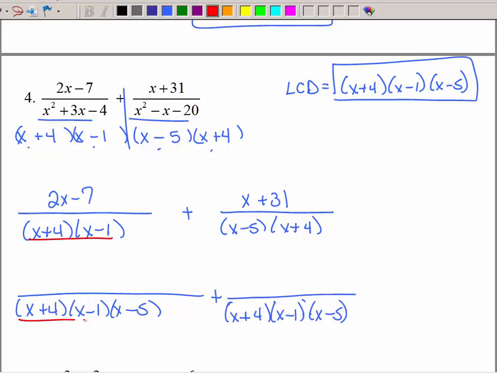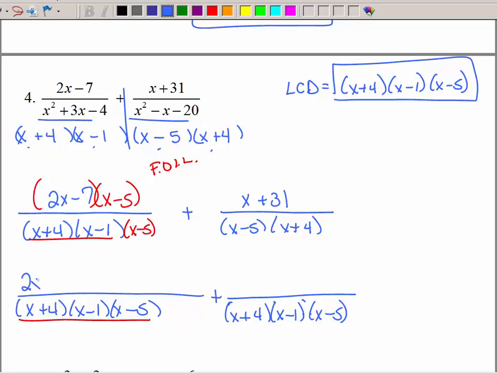Compare the old to the new. What do I need to multiply the old by to make it match? An x minus 5. So again, I have to multiply all of that times x minus 5, which means I have to FOIL it out, F-O-I-L: first, outer, inner, last. Okay, so let's do that.